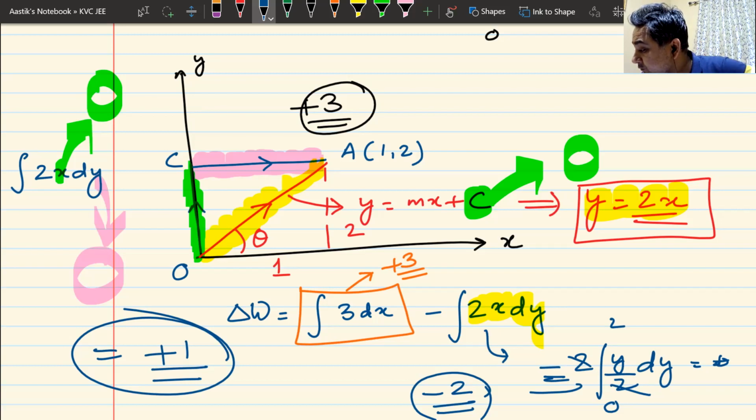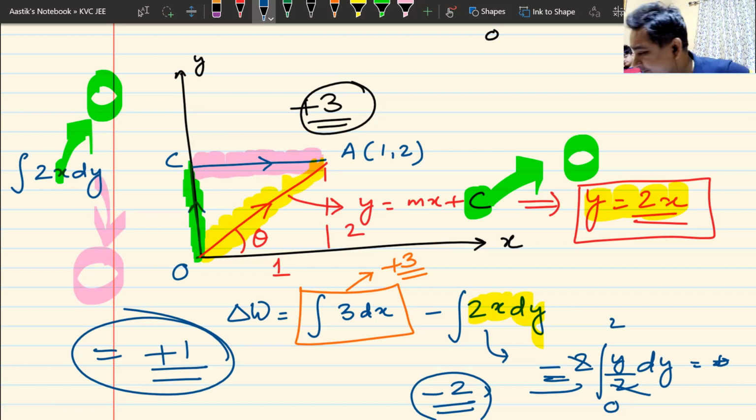Yes, beta. Integral of y dx, y square, no, sir. First of all, you cannot integrate y with dx. You can only integrate x with dx. So I have not integrated y with dx. It is y dy, sir. Integral of y dy is y square by 2.